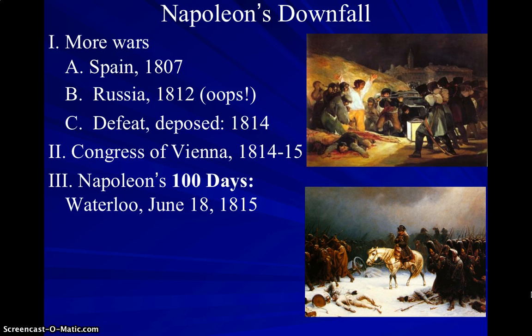This is known as Napoleon's 100 days, where ultimately he is defeated at Waterloo on June 18th, 1815, by a coalition of basically all of Europe. So it's Napoleon versus all of Europe. And he's banished again, this time to the island of St. Helena, which is off the coast of West Africa, where he will remain until he dies on May 5th, 1821.